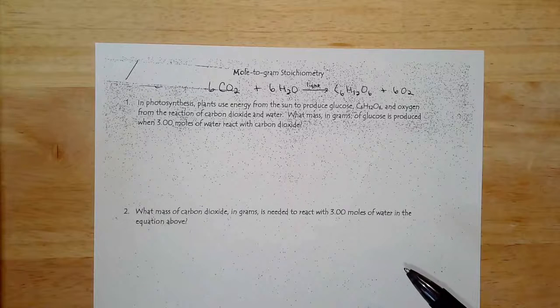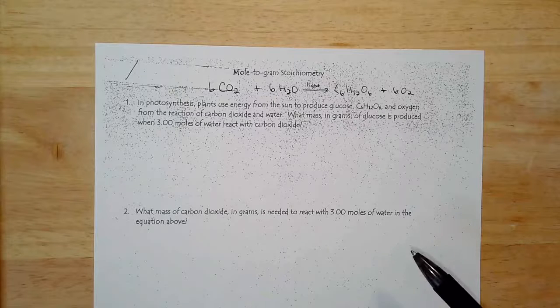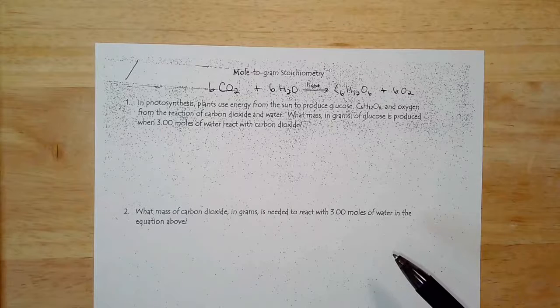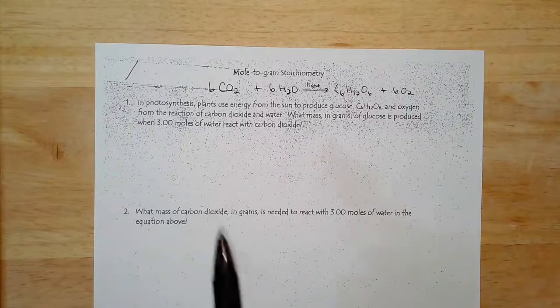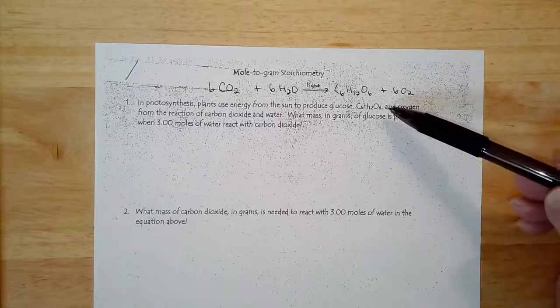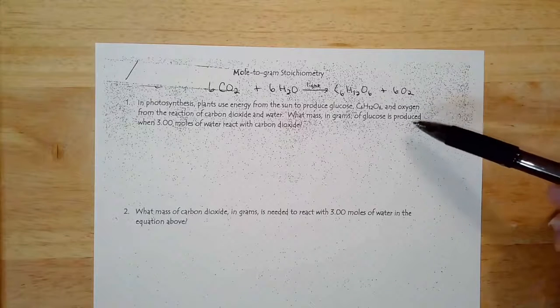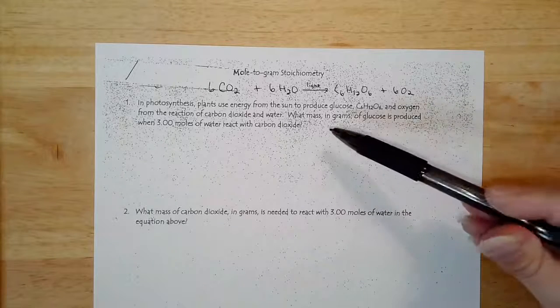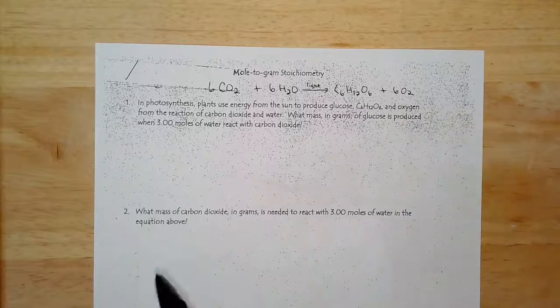So let's start with, always start with reading the problem first, because that gives you a sense on what they're asking you to do, what you're starting with, what information you're being given, and so on. So it says, in photosynthesis, plants use energy from the sun to produce glucose, C6H12O6, and oxygen from the reaction of carbon dioxide and water. What mass in grams of glucose is produced when 3 moles of water react with carbon dioxide?